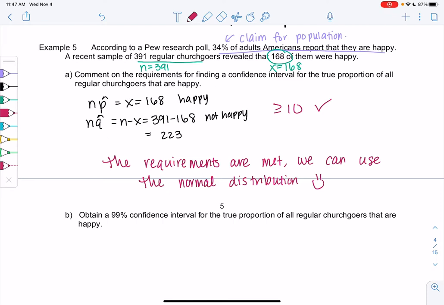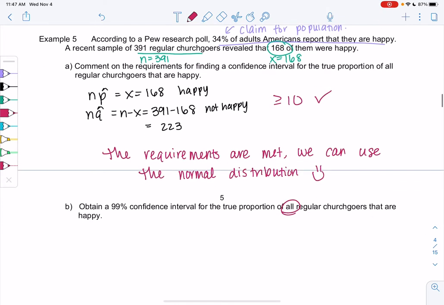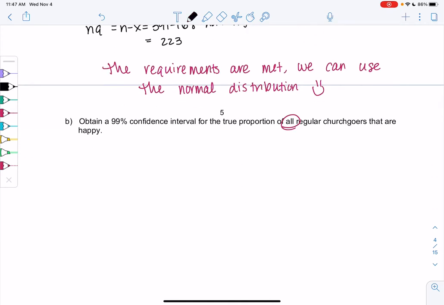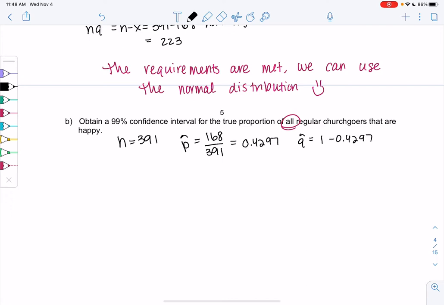So let's go ahead and find a confidence interval. Let's obtain a 99% confidence interval for the true proportion of all churchgoers that are happy. In my sample, we have 168 out of 391, but now we want to estimate everyone. So n was 391. P hat will be the happy, the 168 out of everyone, which is 391. If I divide, I get 0.4297. And then q hat is just 1 minus this, which is 0.5703. I always find these before I even start plugging into the formula.